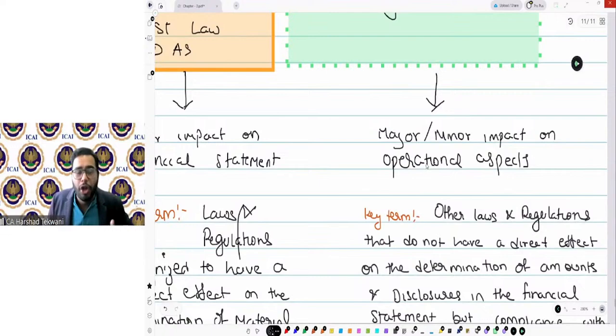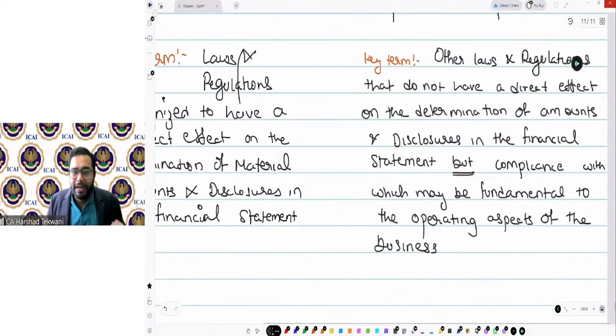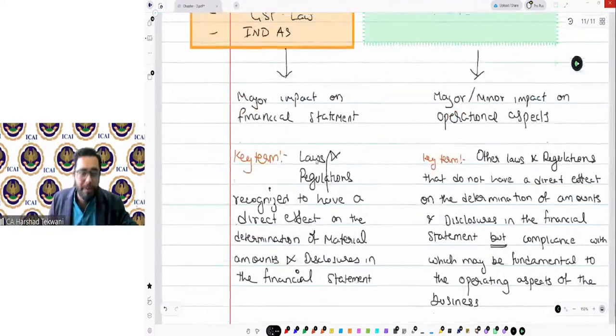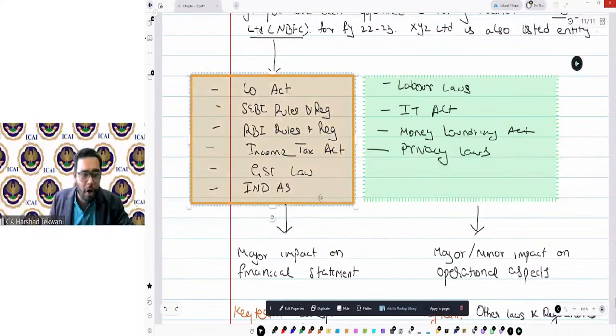Whenever we write, we have to write in a way that gives a clear picture, a clear term. That is, other laws and regulations that do not have a direct impact or effect on the determination of amounts and disclosures in the financial statements, but compliance with which may be fundamental to the operating aspects of the business. Very important. Two terms that we understood first: there are two categories of laws. One is a direct law. Second is an indirect one.